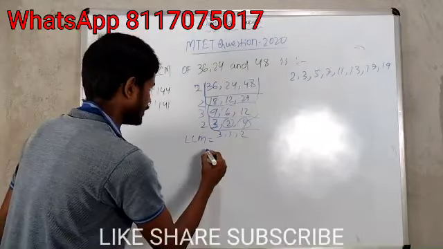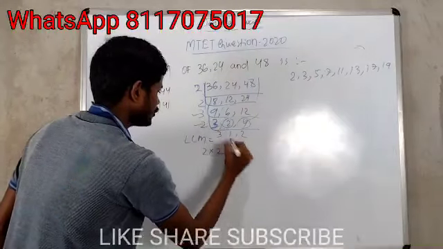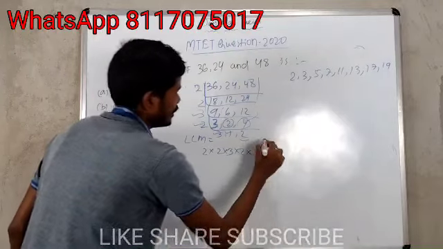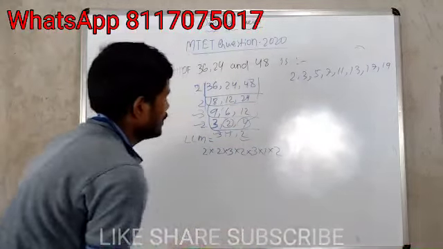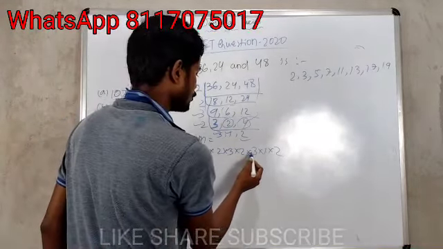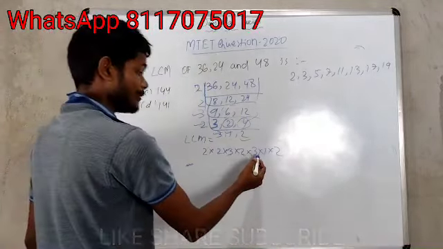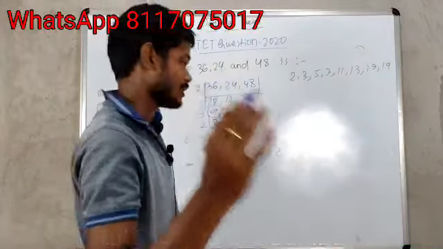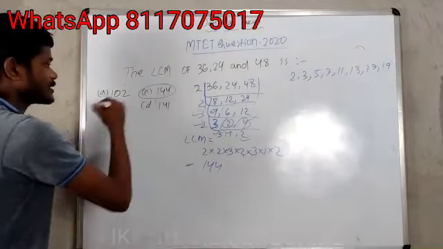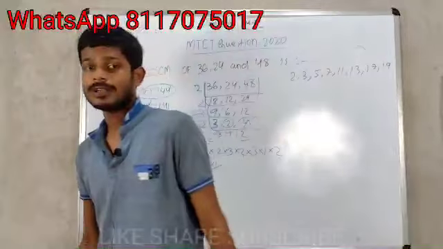Clear, friends? Then we have to multiply them: 2 into 2 into 3 into 2 into 3 into 1 into 2. Clear, friends? We have to multiply them. Then we get 2 into 2 is 4, 4 into 3 is 12, 12 into 2 is 24, 24 into 3 is 72, 72 into 1 is 72, 72 into 2 is 144. Then here is the answer, option C, 144 is the LCM of 36, 24 and 48. Hope you will understand these questions.